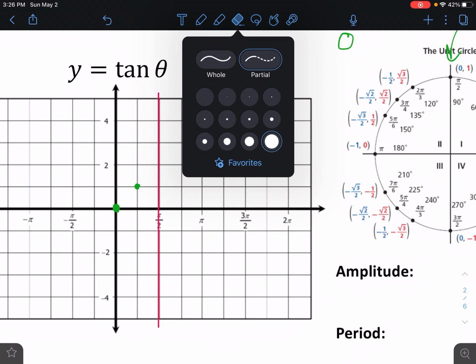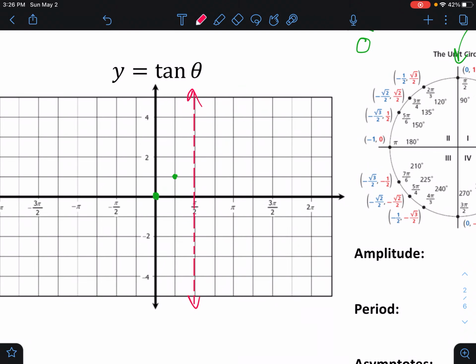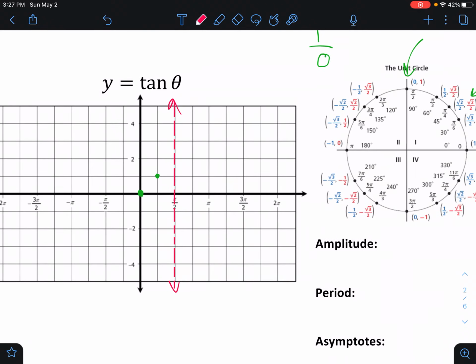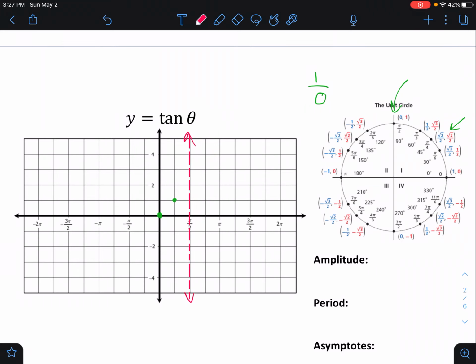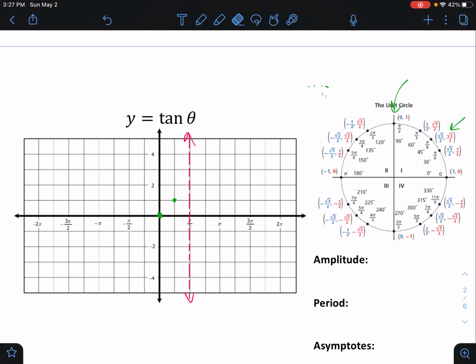This is a line that the graph can never touch. So I'm going to make that dashed, using my eraser. So I have a dashed line that this graph can't touch and will never reach. That is the undefined line, and it occurs in this case at pi over 2. Since we run into that situation, I'm going to go back the other way now.